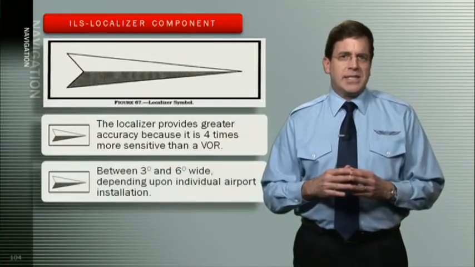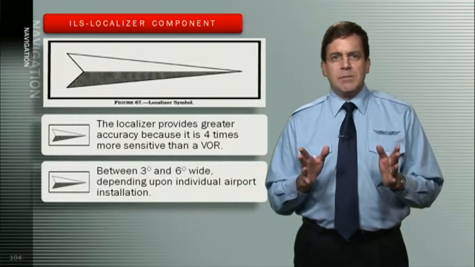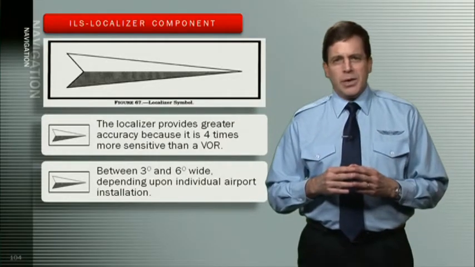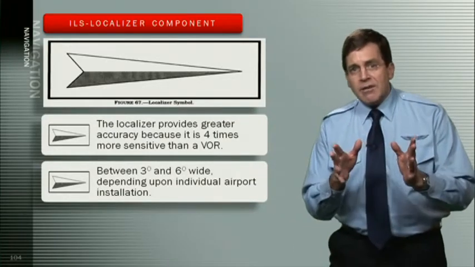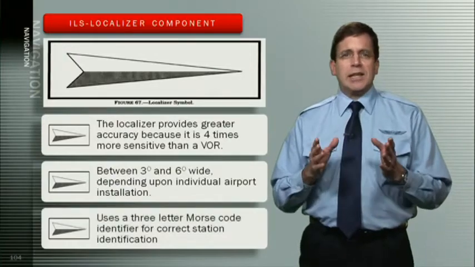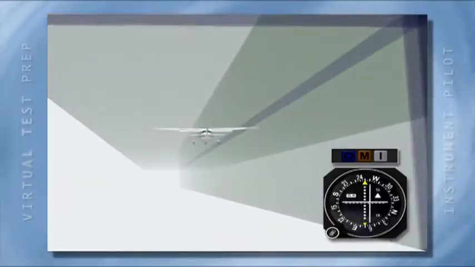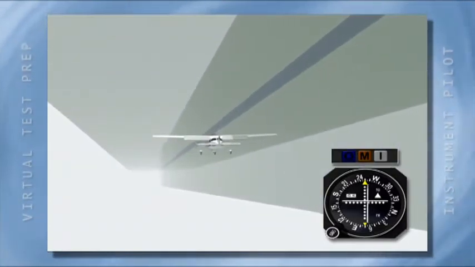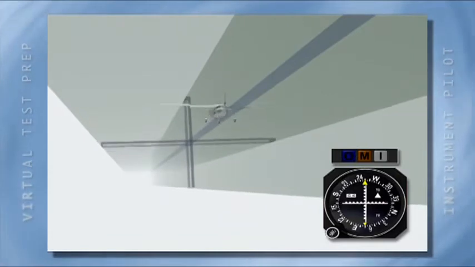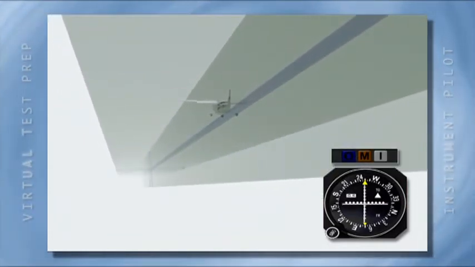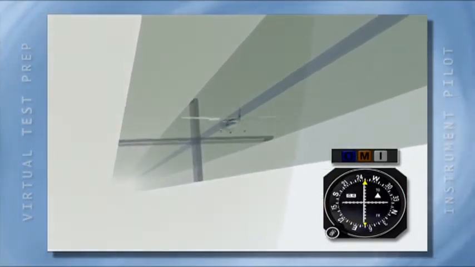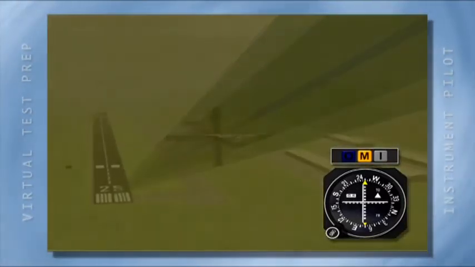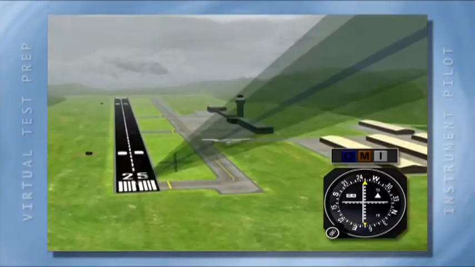Because of this increased sensitivity, the localizer is set to be between 3 and 6 degrees wide, depending upon individual airport installations. Now, just like a VOR, the localizer uses a 3-letter Morse code identifier for correct station identification and to ensure correct operation. You must always use this identifier before relying on the localizer signal. It's not a bad idea to leave that localizer ident audio tuned up and quietly playing in the background as a reassuring reminder of signal integrity as you fly the approach.